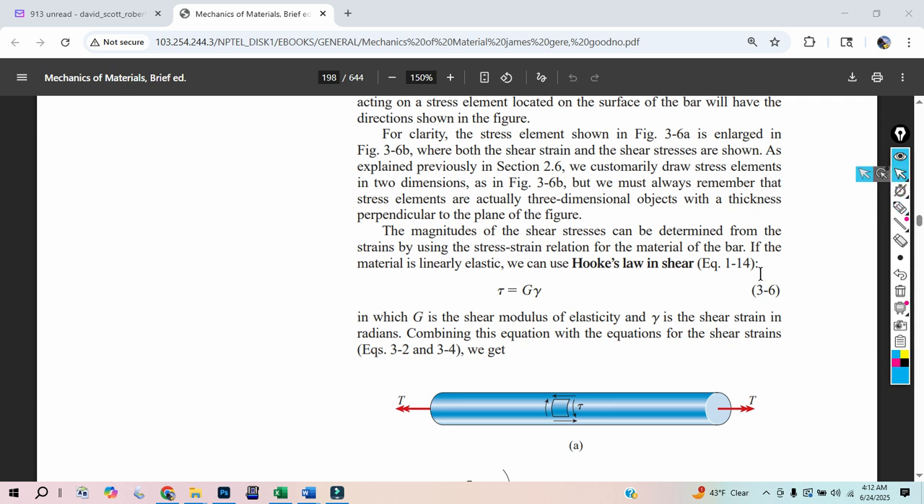Okay, so hell yeah. So that is Hooke's Law and shear. And we're applying the shear stresses. So the magnitude of the shear stresses can be determined from the strains. So if I have this cylinder and I can register the angles on some portion of the outside of the cylinder, or the shaft, and I can see an angle form. Cool. I can measure that angle. But that's the bummer. We just talked about how those angles are difficult to measure.